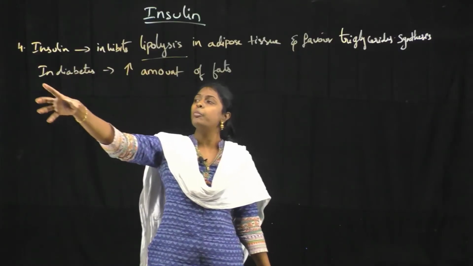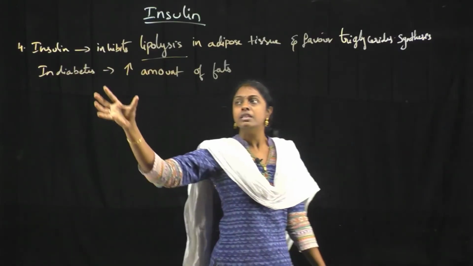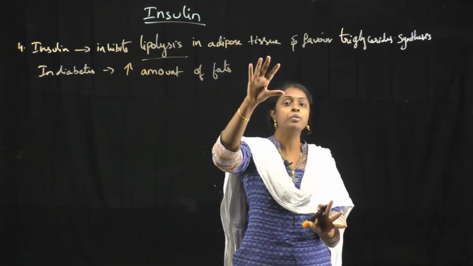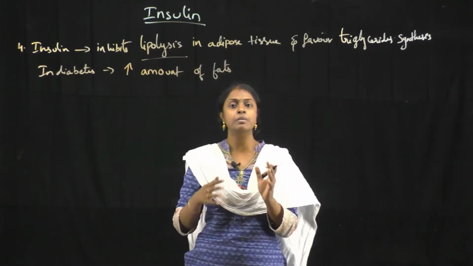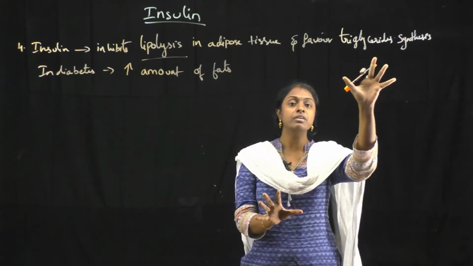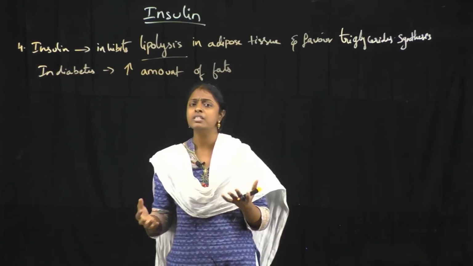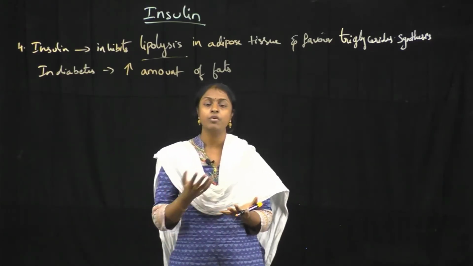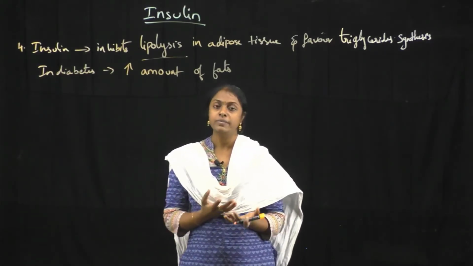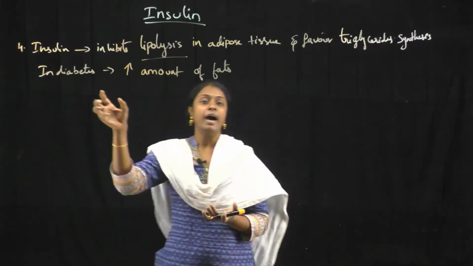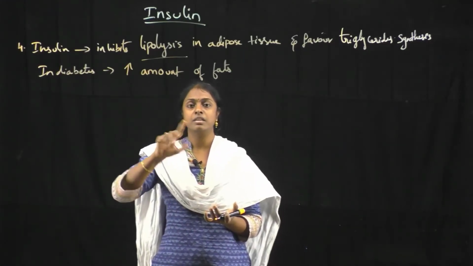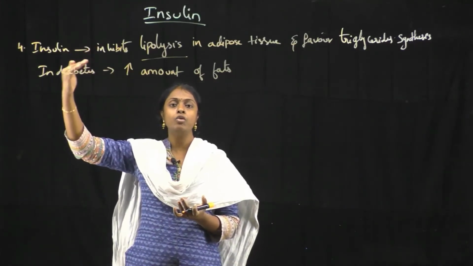So the fourth point of insulin is that insulin will inhibit lipolysis in adipose tissue. When it is inhibiting the lipolysis, it will favor the triglyceride synthesis. If there is no lipolysis, there won't be any production of carbohydrates or any fats. But in diabetic patients, it will be the opposite action, because they are lacking this insulin.